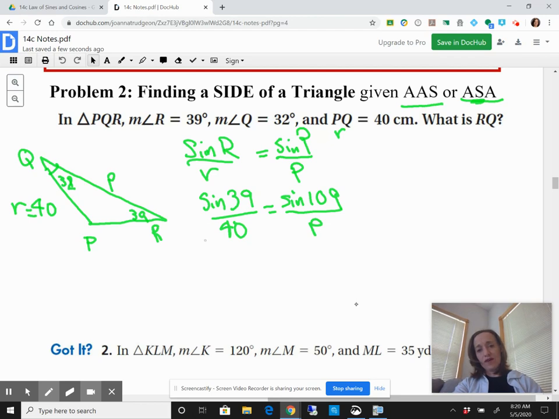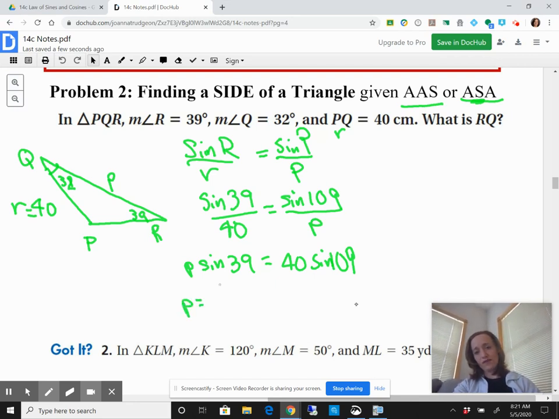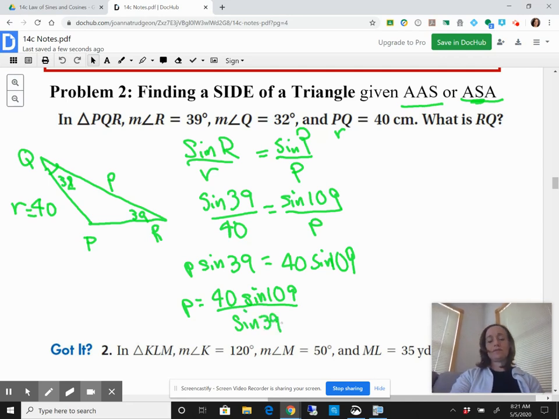So now you can cross multiply. So you're going to have little p sine 39 equals 40 sine 109, and then get little p by itself. You might as well do all this without actually finding the ratios. When you find a trig ratio, you really are supposed to use like 4 decimal places, because small changes in the ratio can have big differences in the answer. So just write this whole thing in on your calculator.